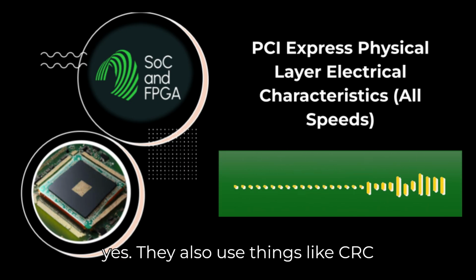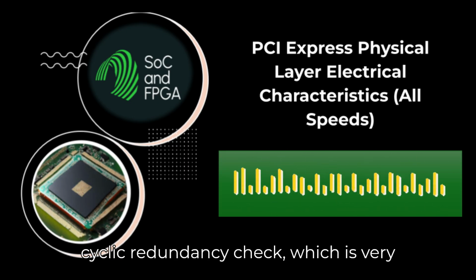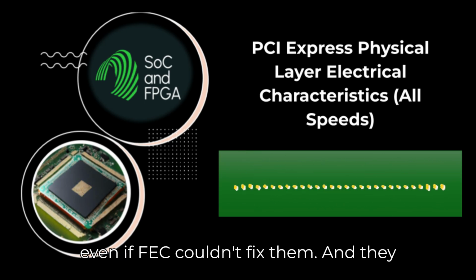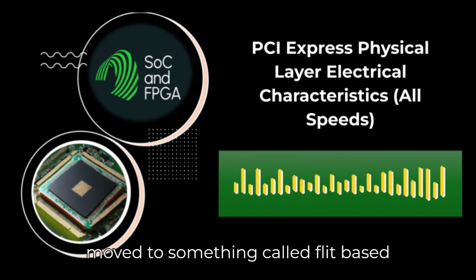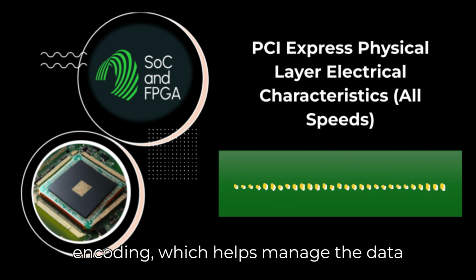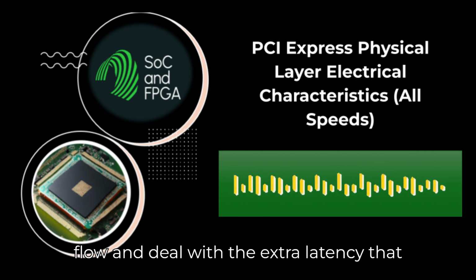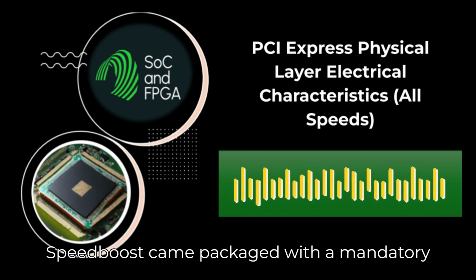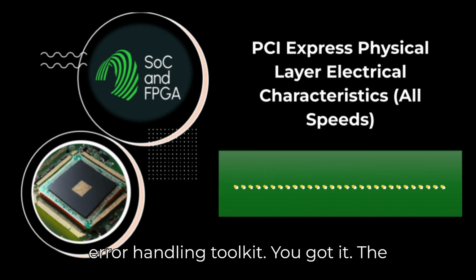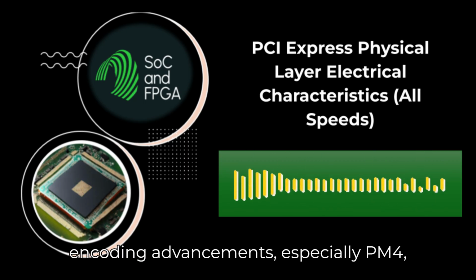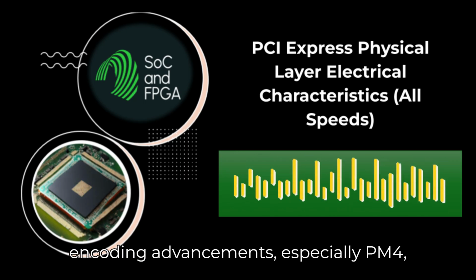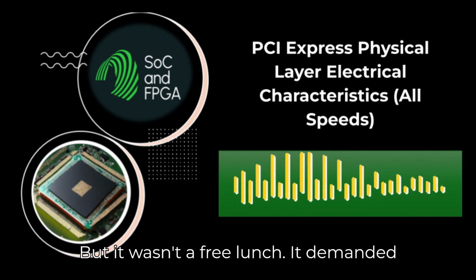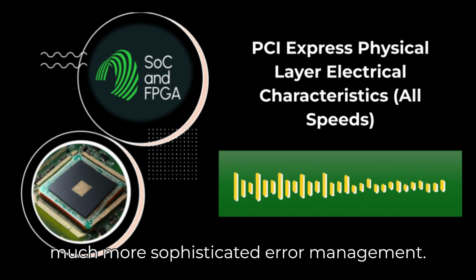They also use things like CRC, cyclic redundancy check, which is very good at detecting if errors happened, even if FEC couldn't fix them. And they moved to something called FLIT-based encoding, which helps manage the data flow and deal with the extra latency that FEC introduces. So the PAM4 speed boost came packaged with a mandatory error handling toolkit. You got it. The encoding advancements, especially PAM4, were essential to keep pushing bandwidth. But it wasn't a free lunch. It demanded much more sophisticated error management.